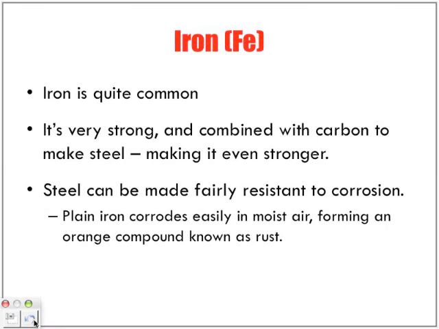Plain iron corrodes easily in moist air, forming an orange compound called rust. As we've said in the previous chapters, rust is a chemical change. Chemical changes are irreversible or very hard to reverse, right? You see rust on the car, that's it. It's slowly eating away. That's irreversible. You can't get that metal body part back to its original self without having to replace it.